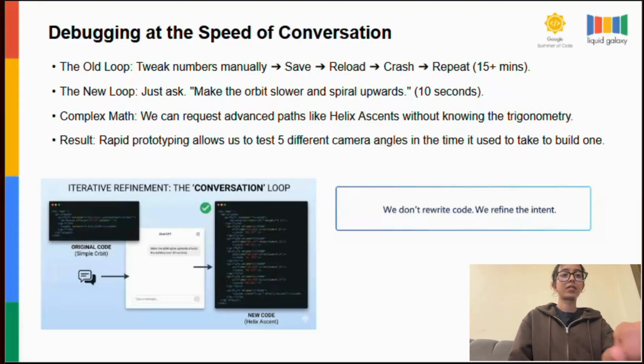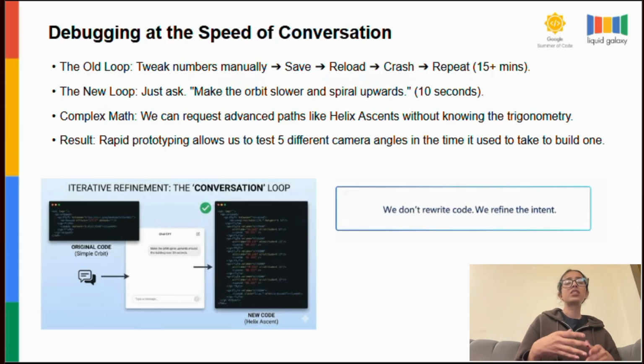Okay, now this is where the workflow really changes. Earlier, even a small adjustment meant tweaking numbers, saving, reloading, waiting for something to break, and then repeating the whole loop. A single camera could easily take like 15 minutes. Now, instead of rewriting code, the interaction becomes conversational.